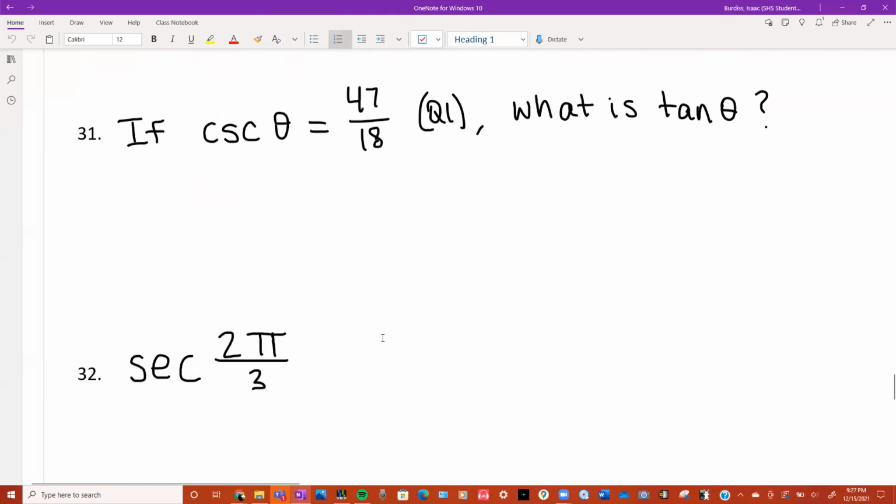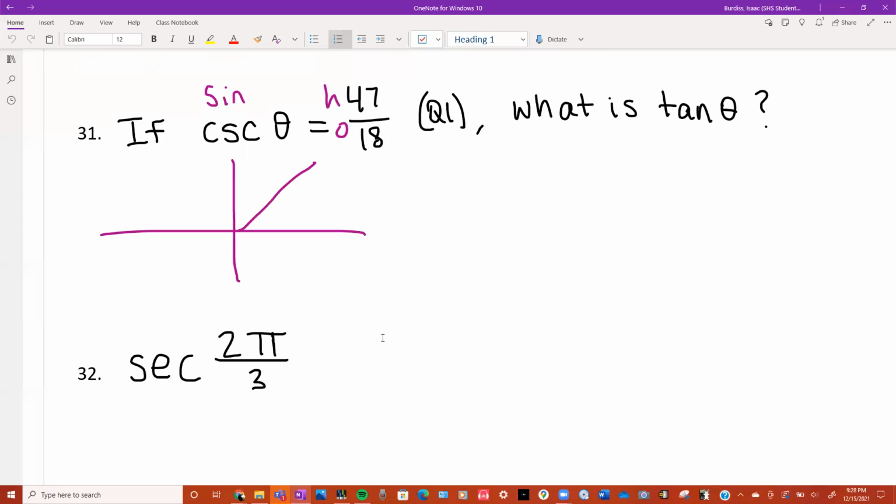All right, if cosecant of angle is 47 over 18 and it's in quadrant 1, then what's tangent of angle? Well, cosecant is the reciprocal function of sine. Sine is opposite over hypotenuse, so cosecant is hypotenuse over opposite. And we know it's in quadrant 1, so the hypotenuse is 47. The opposite side is 18. That's the angle. And we need to find tangent.